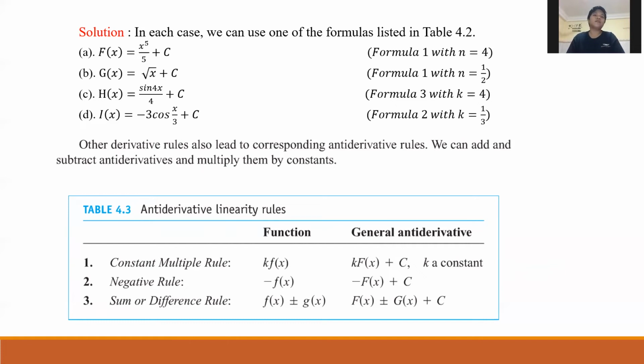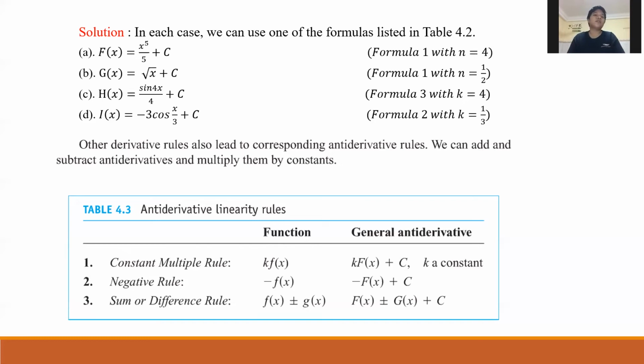Other derivative rules also lead to corresponding antiderivative rules, as we can see in table 4.3, antiderivative linearity rule. 1. Constant multiple rule, k multiplied by f of h. When f of h becomes the general antiderivative, it also equals k multiplied by f of h plus c, where k is a constant.